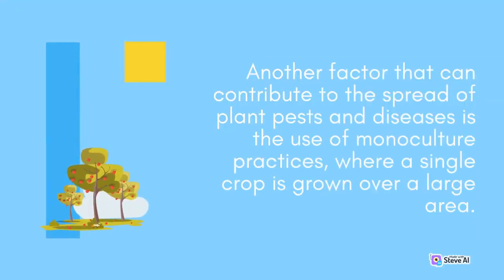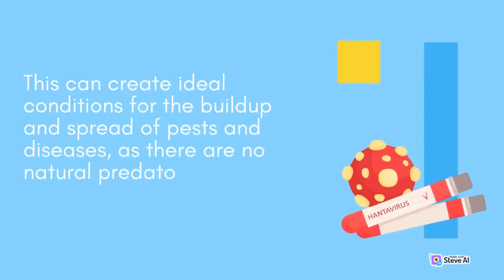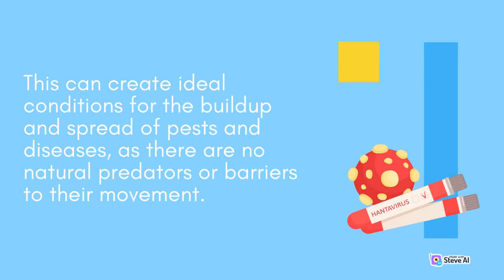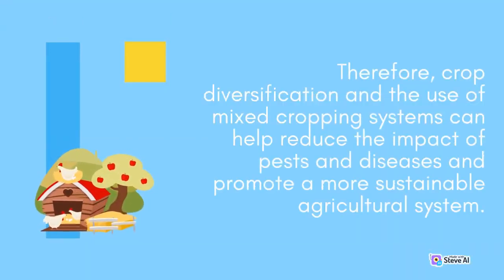Another factor that can contribute to the spread of plant pests and diseases is the use of monoculture practices, where a single crop is grown over a large area. This can create ideal conditions for the buildup and spread of pests and diseases, as there are no natural predators or barriers to their movement. Therefore, crop diversification and the use of mixed cropping systems can help reduce the impact of pests and diseases and promote a more sustainable agricultural system.